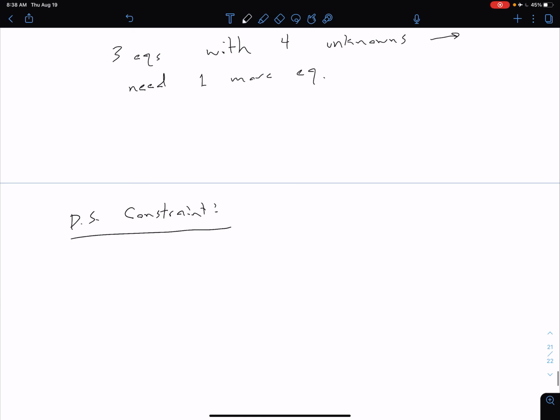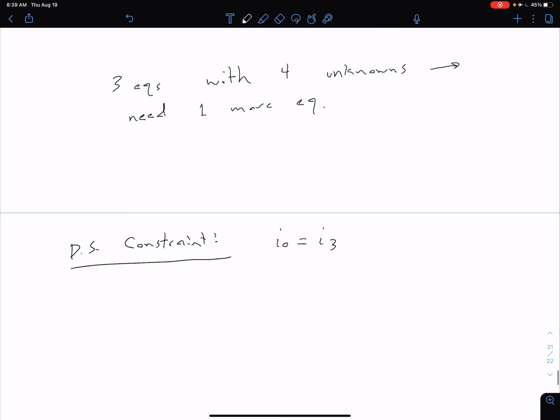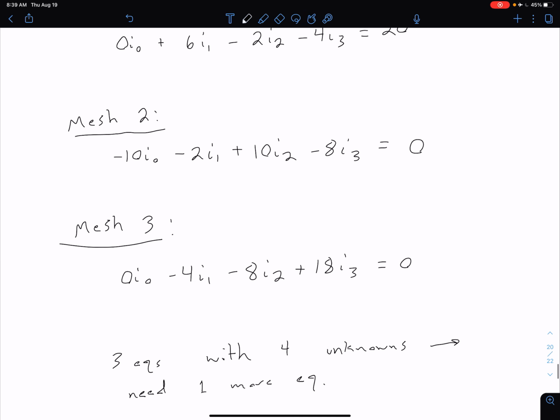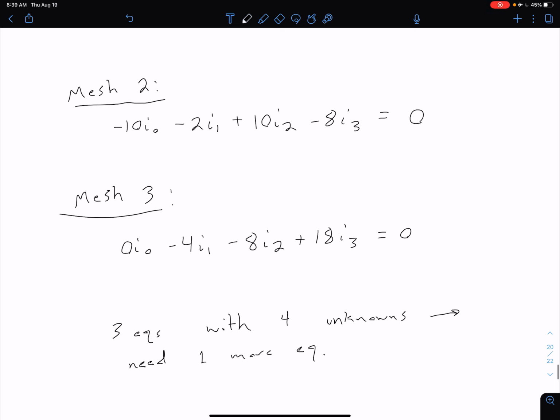So again, the dependent source constraint is typically very simple. We just have I naught is equal to I3. At this point, what we could do pretty easily if we wanted is take I naught equals I3 and substitute it into this mesh 2 equation, and we get minus 10 I3, and we just combine that with our other I3 term.